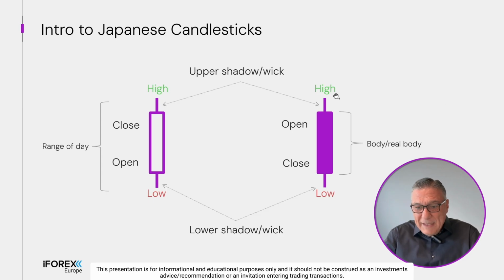Now, the vertical bar above the body of the candlestick is called the upper shadow or wick, and the vertical bar below the body of the candlestick is the lower shadow or wick. Pretty straightforward. We will be using the terms as we move on in this webinar.